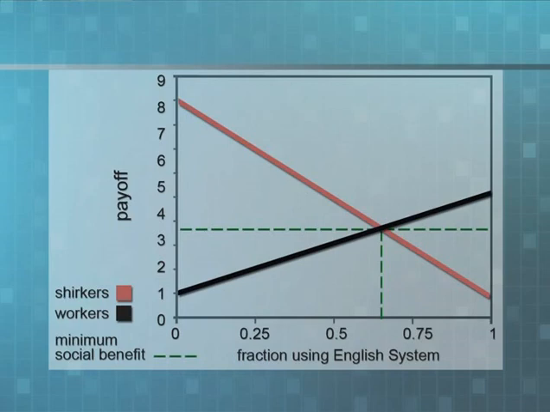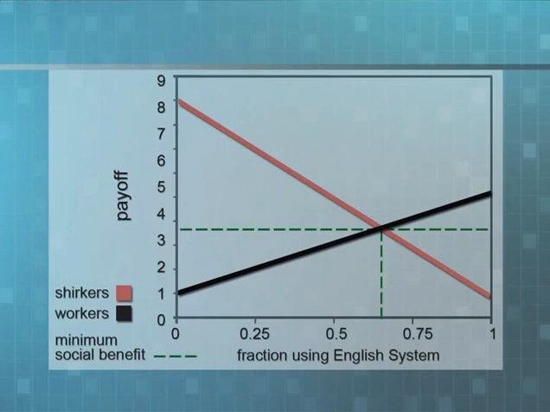But suppose the society were at the 50-50 point of users using each system. Then the graph shows that the superior metric system gives the higher payoff. So the fraction of English system users would drop and drop and drop. This would continue until virtually everybody used the metric system, which has happened in a lot of other countries.